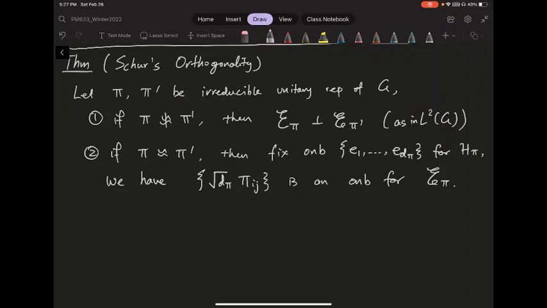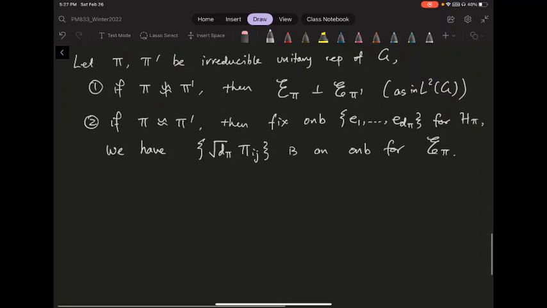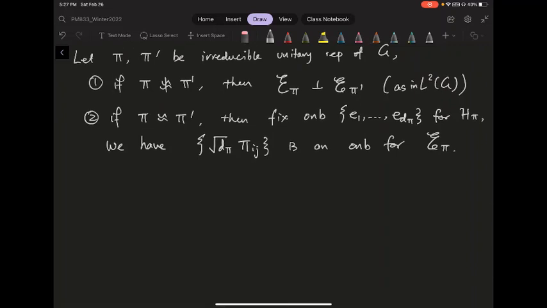And second, we also want to describe, for each of these E pi, its orthonormal basis. As it turns out, if you just consider the basic matrix coefficients, these pi ij, of course you need to scale them by the square root of d pi. They are in fact an orthonormal basis for these E pi. So not only do we know these E pi are finite dimensional invariant subspaces for your left regular representation, the second part tells you its dimension is just d pi squared. Okay, so this is a quite important and technical lemma. So let's give a proof.